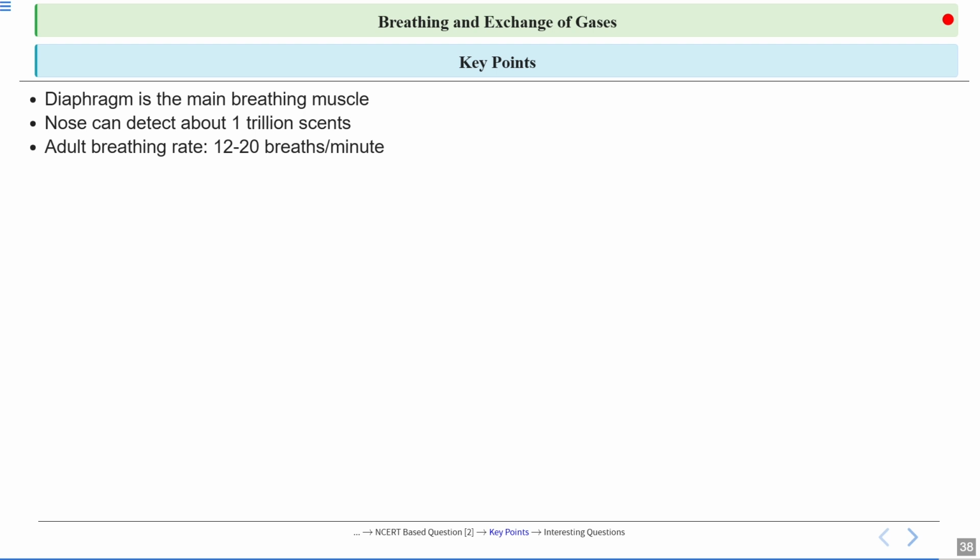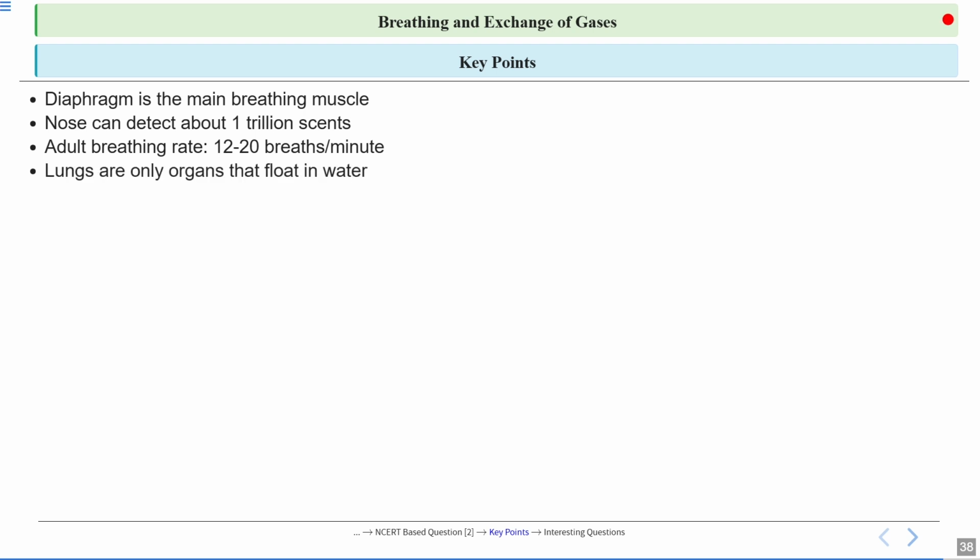Now, what is the breathing rate of an adult? Animal or human, it is 12 to 20 breaths per minute. This is the adult breathing rate, per minute: 12 to 20 breaths per minute.